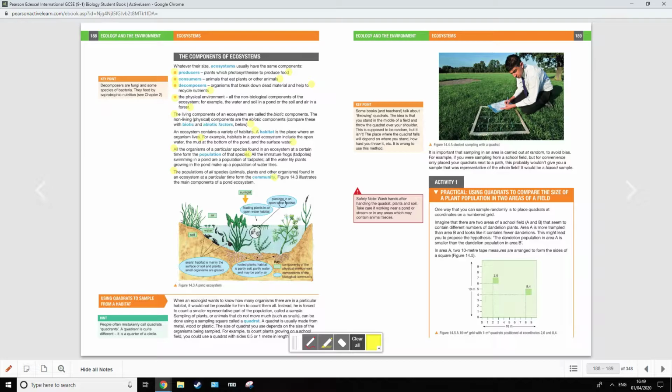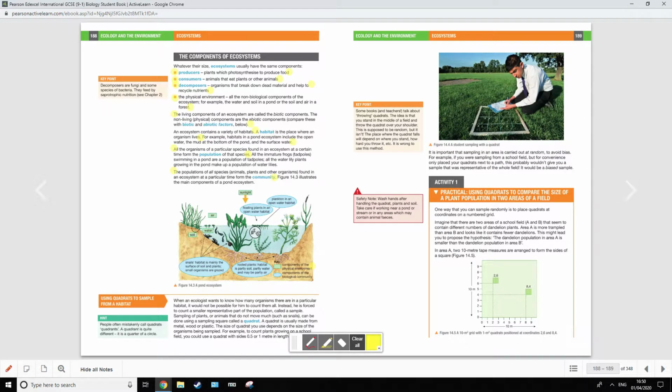Figure 14.3 illustrates the main components of a pond ecosystem. So here what do you have? The green ones are your abiotic factors, you see here: sunlight, air, water, soil. And you have the components of the biological community, so you have your biotic factors. You have your floating plants, the plankton, rooted plants, snails, tadpoles, etc., and other animals. Okay, is that clear? Hope that's clear.